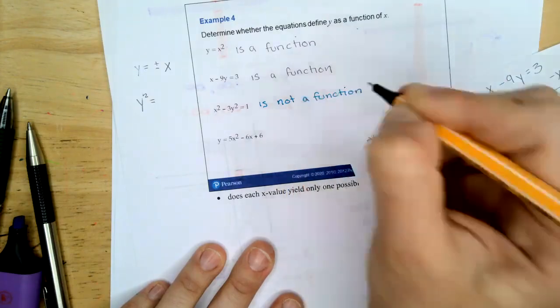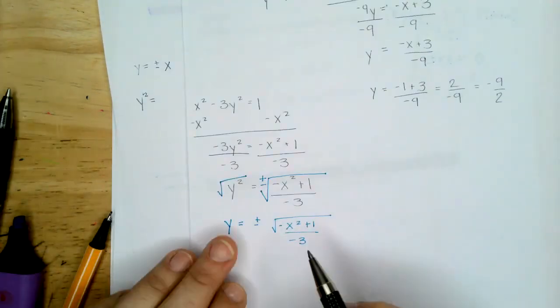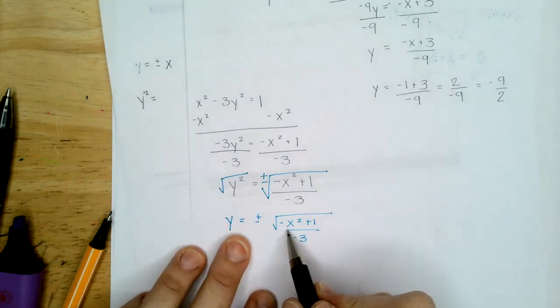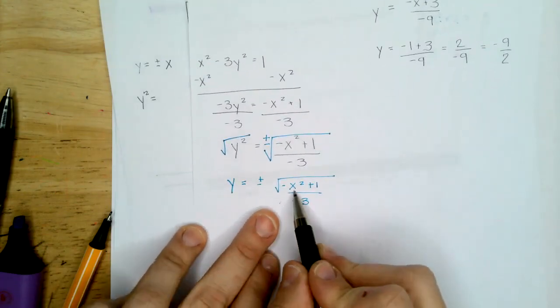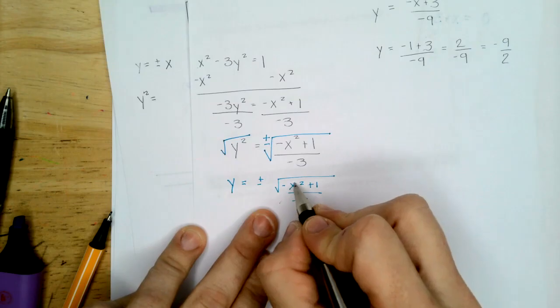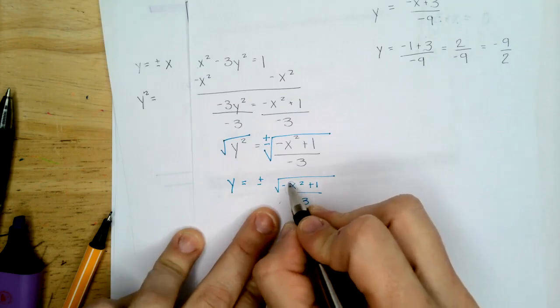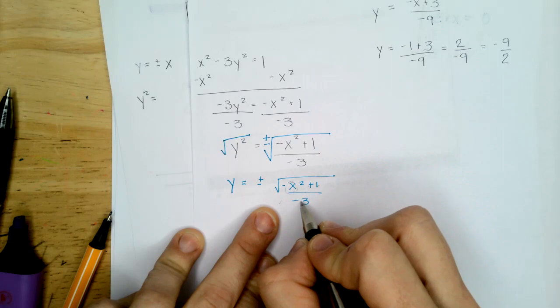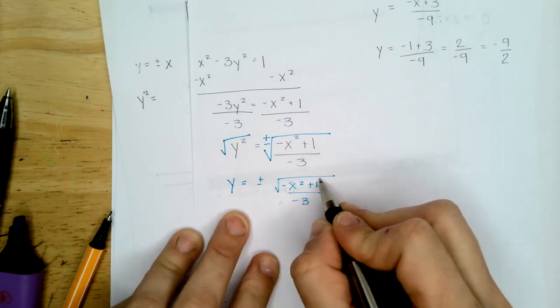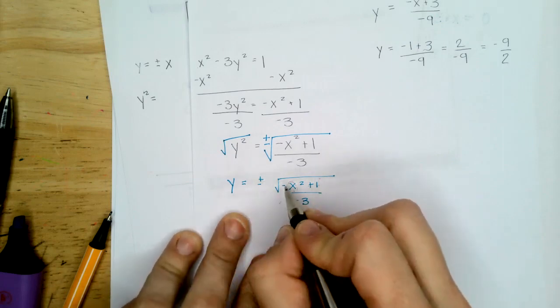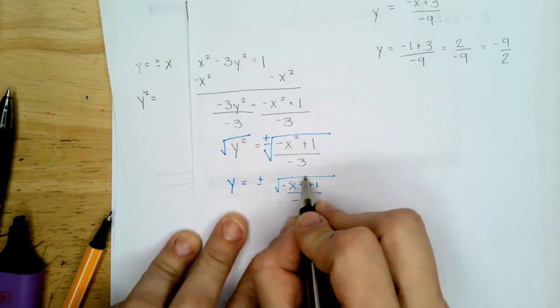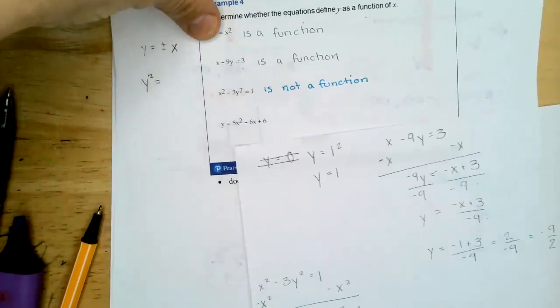We can also try it. We can say x squared. So if I put in a 0 here, 0 plus 1 divided by negative 3 and taking the square root of it, I'm still going to get the positive square root of that answer and the negative square root of that answer. Okay, that is not a function.